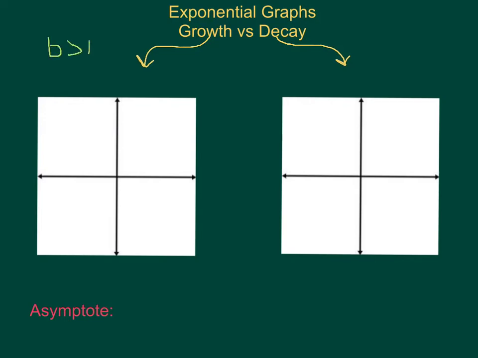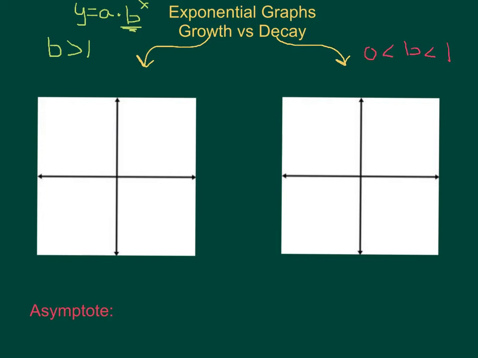be greater than 1. And then just remember, we're talking about the general form of an exponential equation, a times b to the power of x. And we're referring to b. b has to be greater than 1 for it to be growth. But for it to be decay, it's not going to be negative, because b cannot be negative, but it's going to be between 0 and 1. So a decimal or a fraction in between 0 and 1.